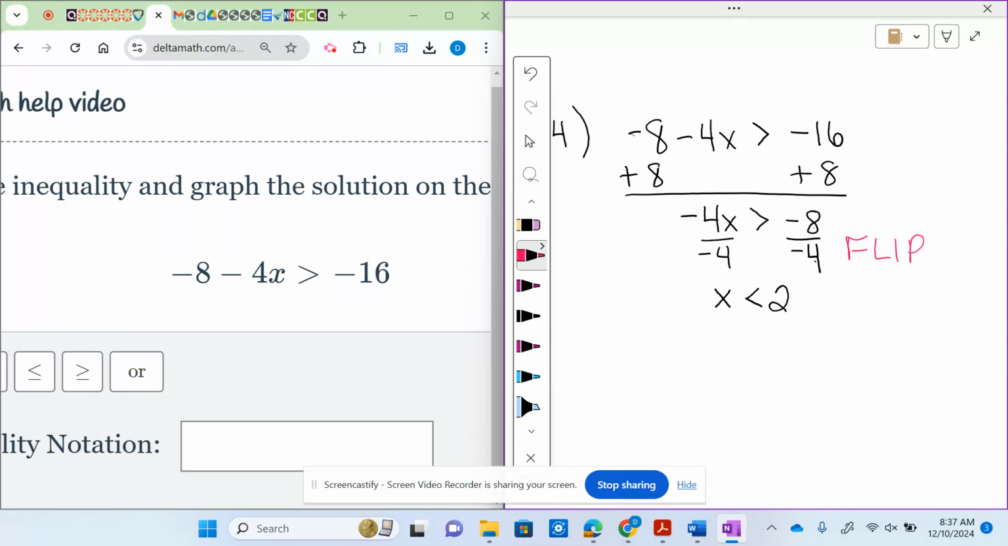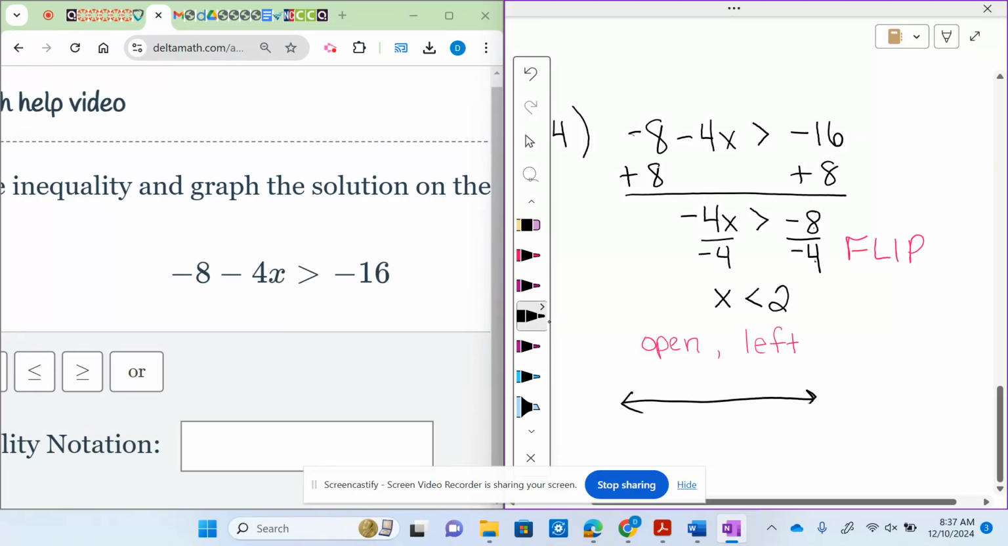Owen, am I going to have an open circle or a closed circle? You're going to have an open circle. Am I shading to the right or to the left? To the left. Perfect. So on my number line, I'm going to put the number 2 right here. Open circle, shade to the left.